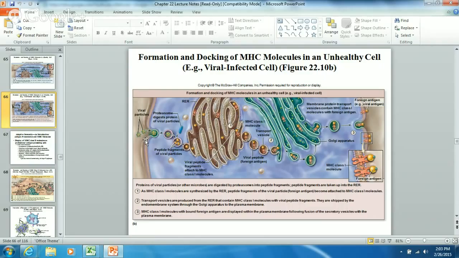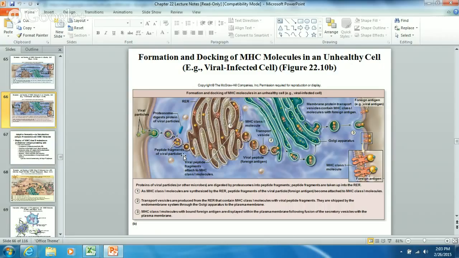This particular virus wound up making its way into this cell, and you'll see that this cell released a proteasome, and the proteasome comes in and helps to digest the protein of the viral particles, breaking it up into pieces.